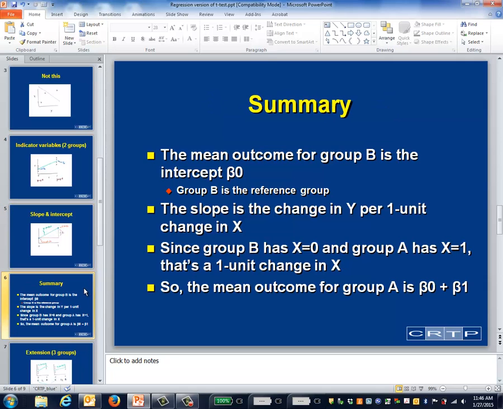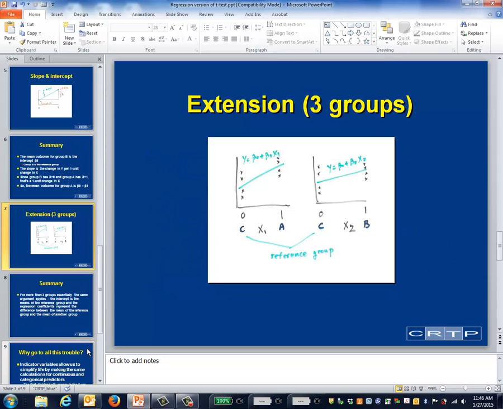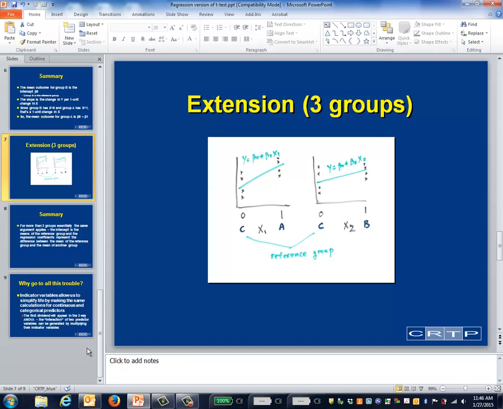This slide summarizes the argument in symbols and essentially summarizes what was presented in the other slides. To extend this idea from two groups to three, in other words from the t-test to the one-way analysis of variance, simply create more than one indicator variable.